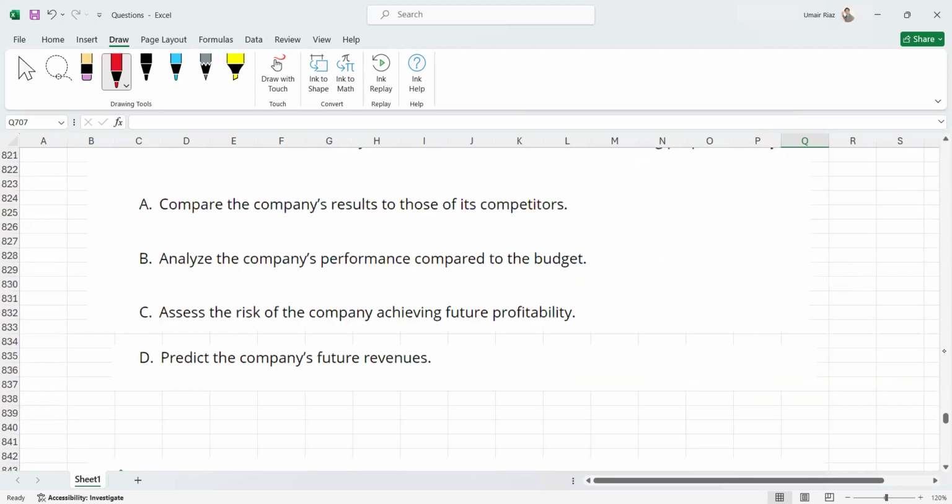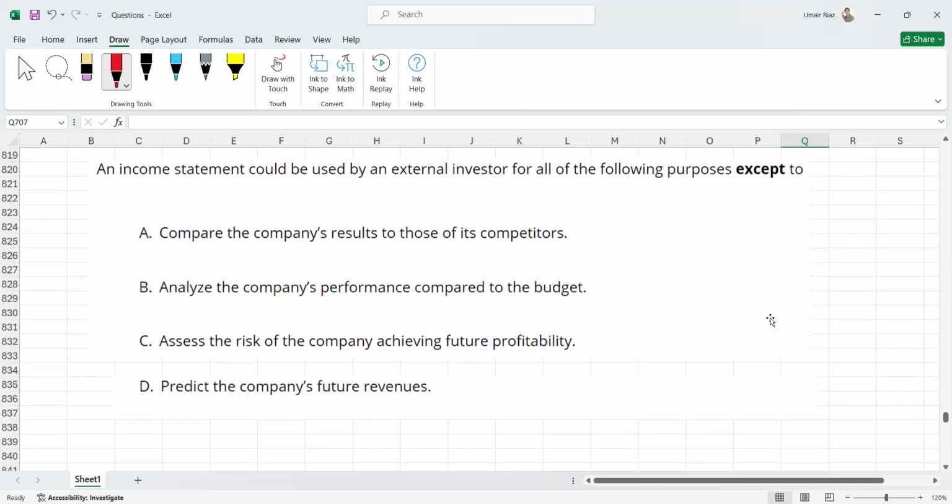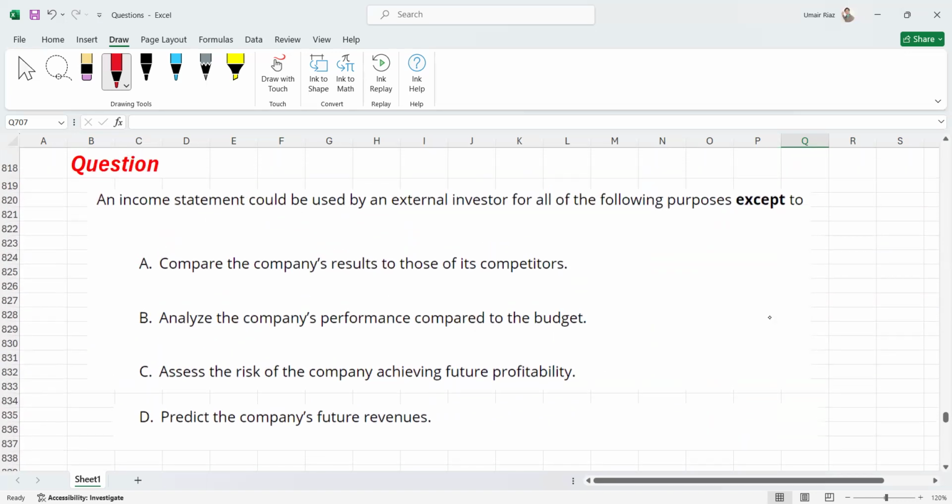Then guys, we have another question on your screen. An income statement could be used by external investors for all of the following purposes except. You have to understand the question. If you're an external investor, you can use the income statement for all of the purposes except, in simple words, for which purpose you cannot use the income statement. Being an external investor, for which purpose you cannot use the income statement? This is the question. So here we go.